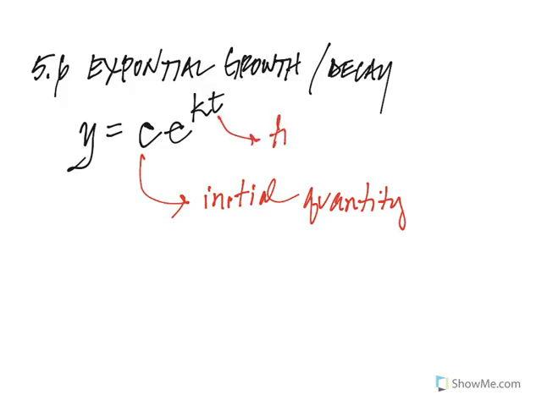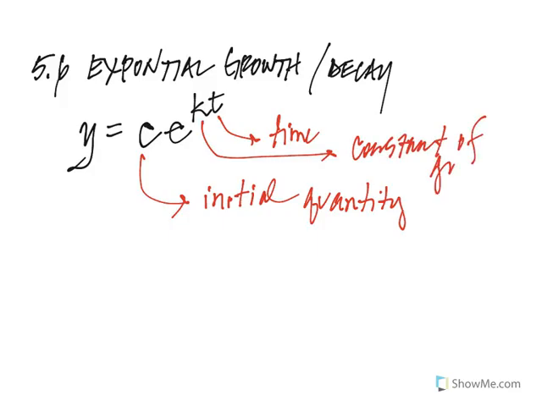T will be time. That's going to be in seconds, minutes, years. It'll be given in the problem. K here is the constant of growth or decay. Constant of growth or decay. And I'm going to put a star here because really working these problems hinges on finding K first.